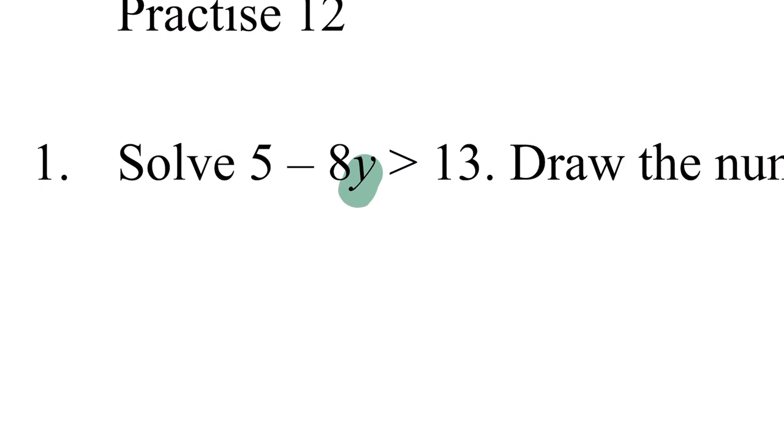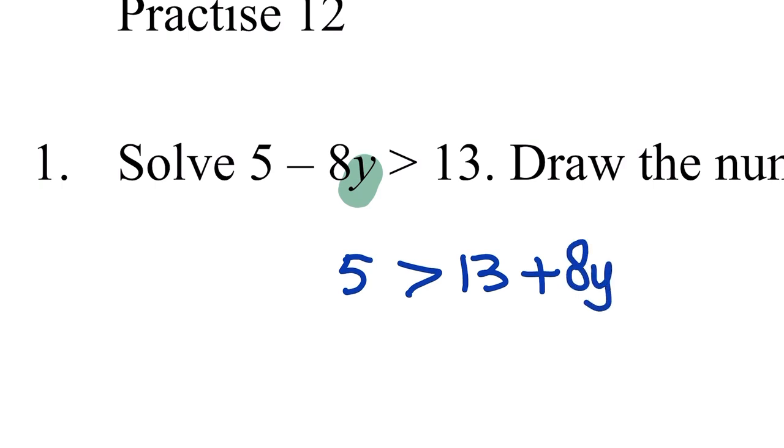Your first step is to make sure the number next to it is positive. But now it is a negative 8. So it's on the left side, it's negative 8. So we move it to the other side first, so that it becomes positive. So 5 larger than 13 plus 8y. Okay, 5 larger than 13 plus 8y.